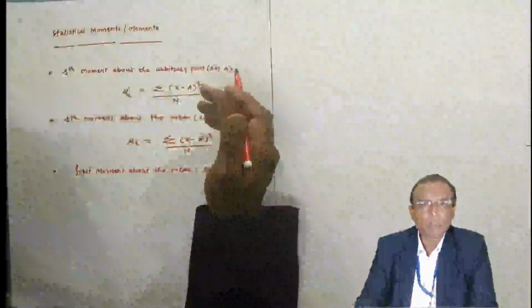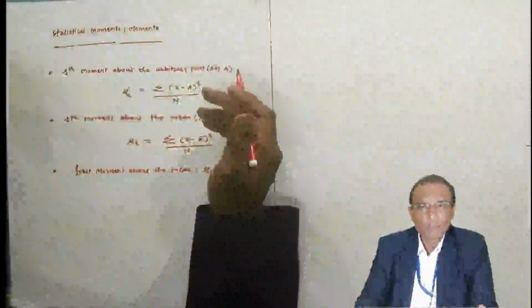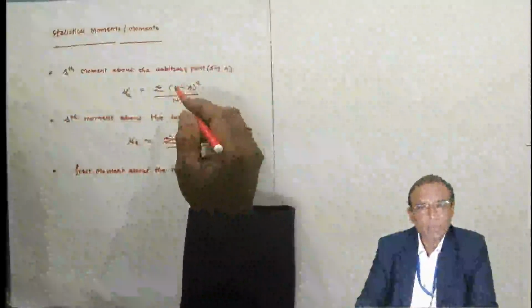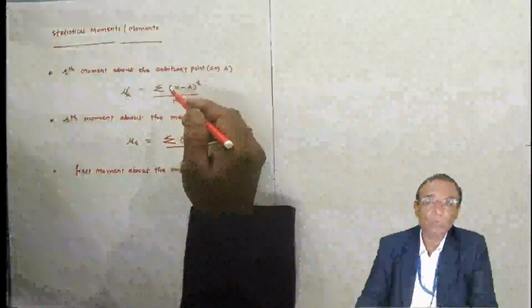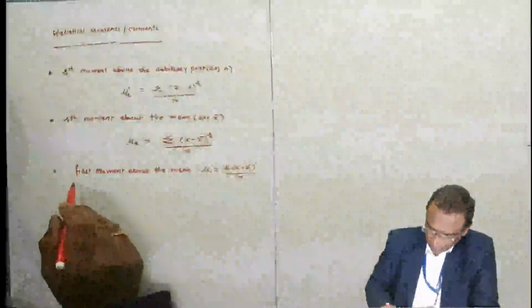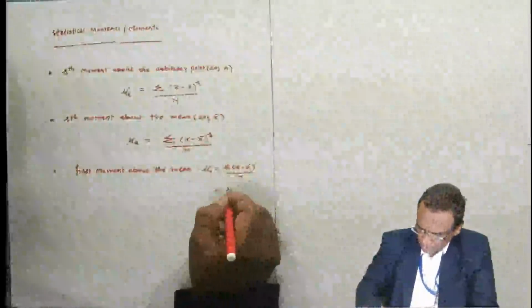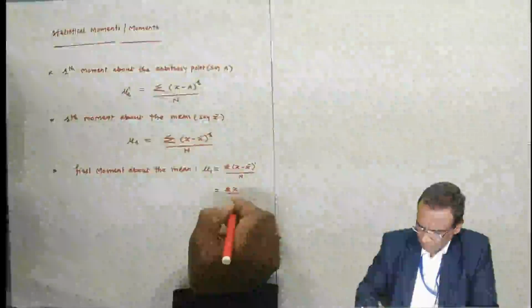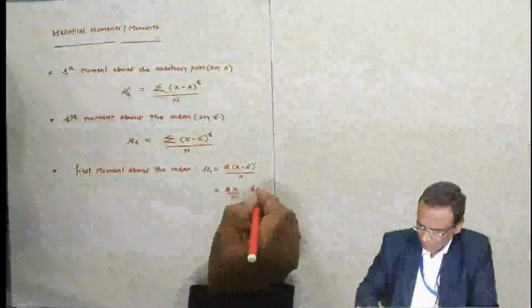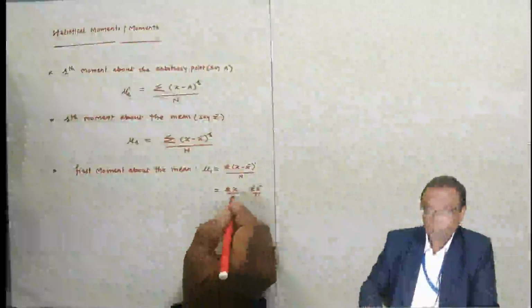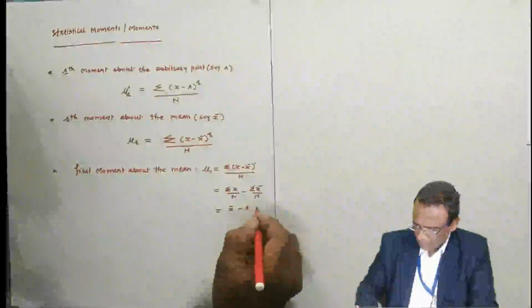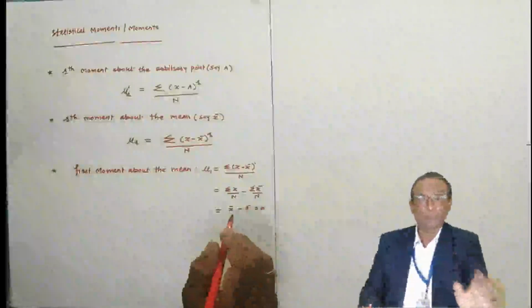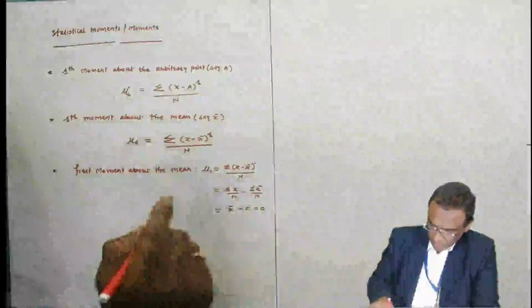Normally in moments, the first 4 moments are important. The first moment about the arbitrary point indicates the mean. Second moment, variance. Third moment is related to skewness, and fourth moment is related to kurtosis. The first moment about the mean is 0, so we can easily show it. Summation of x by n, separating the denominator, minus summation of x bar by n. Summation of x by n is the mean itself, minus summation of all means divided by n, again x bar, and it is equal to 0. Means the moment about the mean is always 0, and that is the first moment.